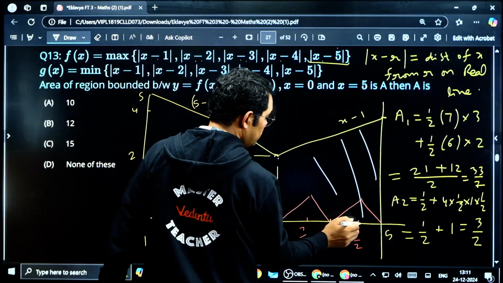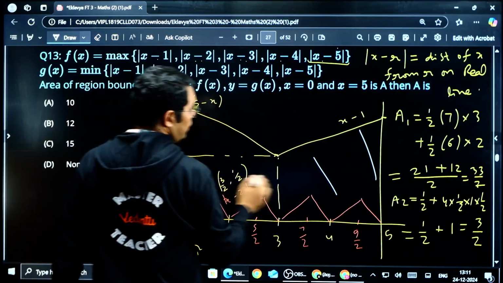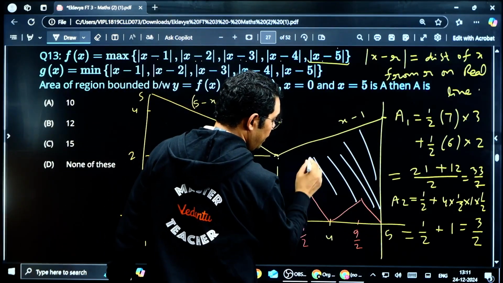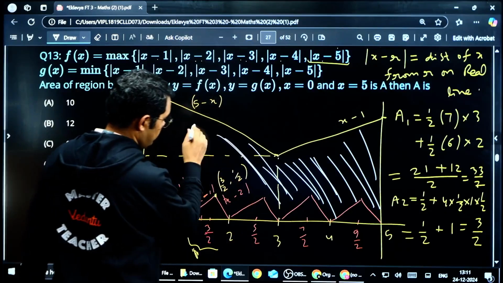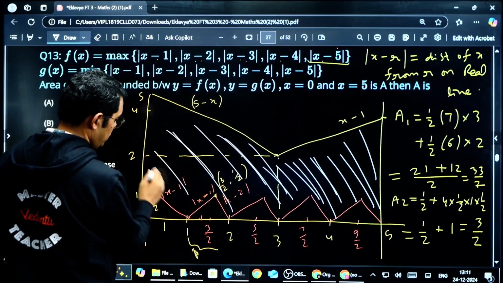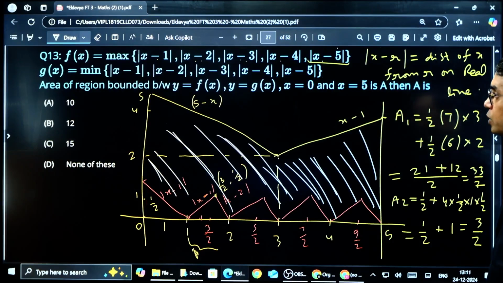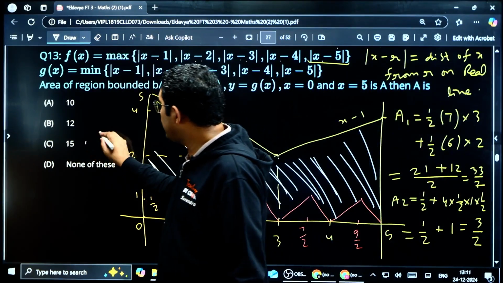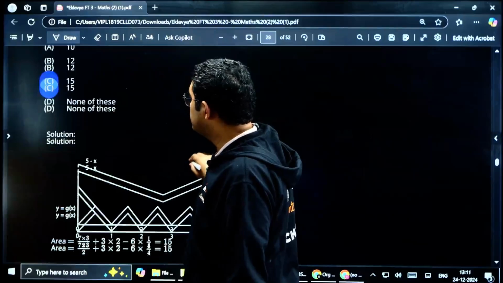This kind of area, sorry, not this. Yeah, this area we will be able to find. Okay, so the answer should be 33 minus 3, that is 30 upon 2 is 15. So it seems like the answer should be C here. Let us see what answer they have given. Yeah, C is the answer.